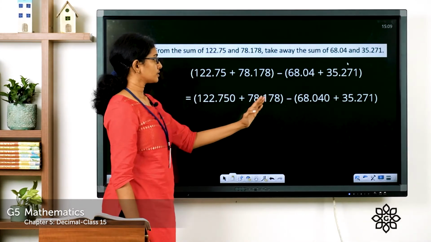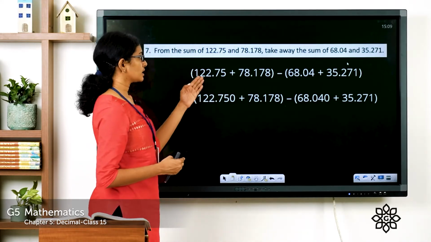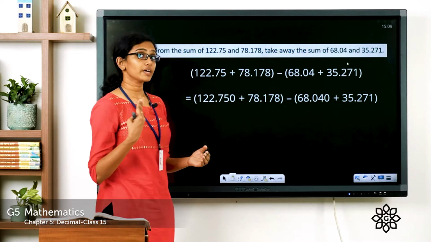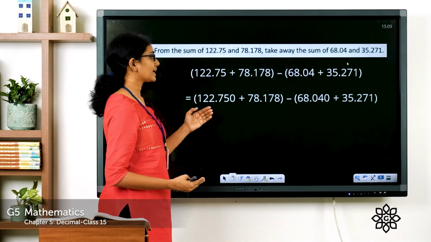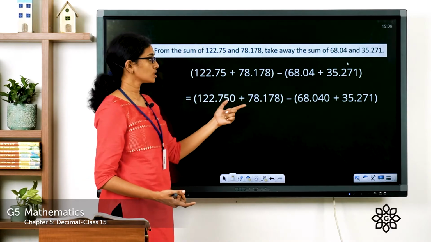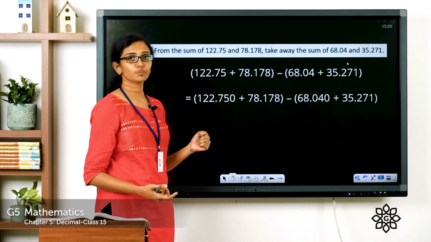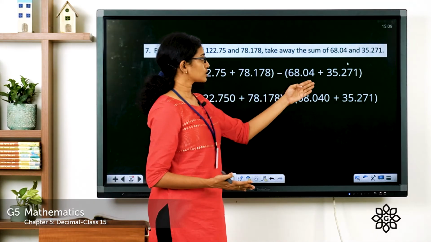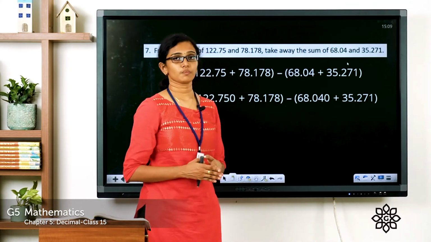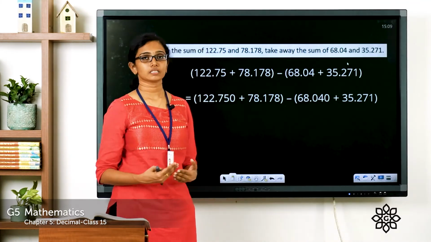Here you have rearranged it by making them into like decimals. In the question, they were unlike decimals. So here we have changed them into like decimals by adding enough zeros. See, 122.75 became 122.750. Here, as it is, 68.04 becomes 68.040 and 35.271 as such.